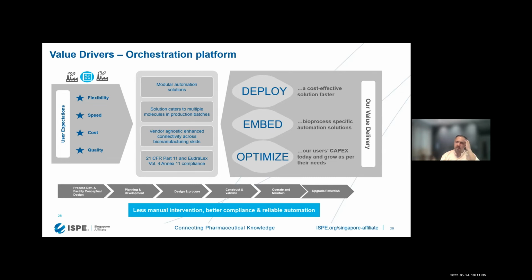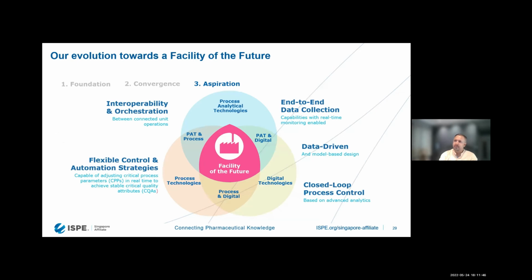So with that, our solution and our promise is to go for lesser manual intervention, better compliance, and reliable automation solutions. So these are the different technologies and the different strategies which the biomanufacturers can think of as an effort, an evolutionary effort towards the facility of the future. You can think of the different process technologies, the different digital technologies, and the different PAT, or the process analytical technologies.